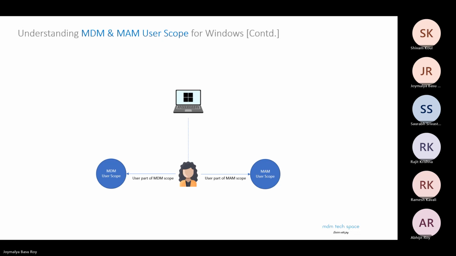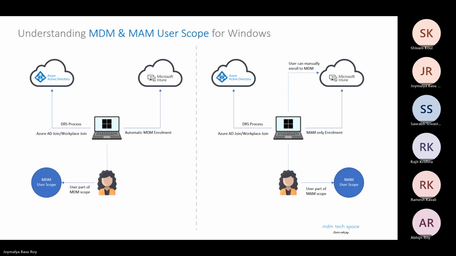Joy, can you just explain that MAM user scope, the previous diagram? Yes, that part. Which one? Yeah, this one, on the right-hand side, the MAM user scope, when the user is in MAM user scope.